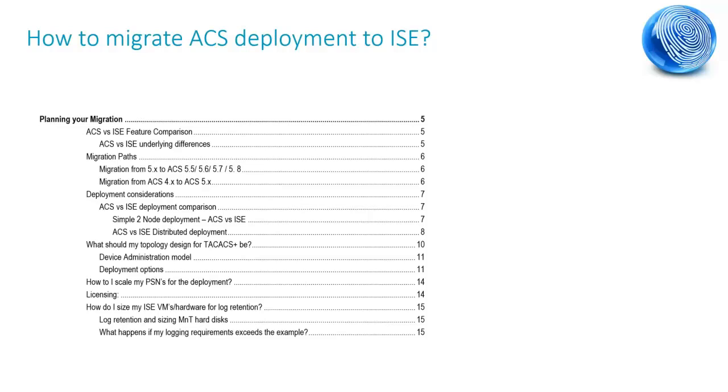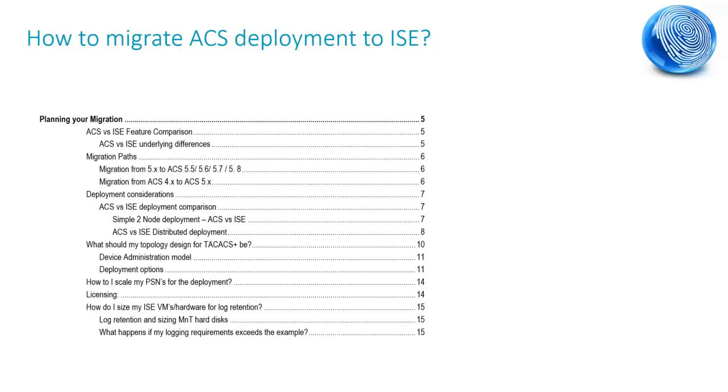So as you see here, ACS feature comparison and the migration path have been asked about many times by many people. So they need to know what is a feature comparison and what are the underlying hidden differences that are not perceptible. For migration path, people ask questions all the time: how do I migrate my 3.x or 4.x ACS deployment to ISE? Or how do I migrate 5.x to the later version to ISE?